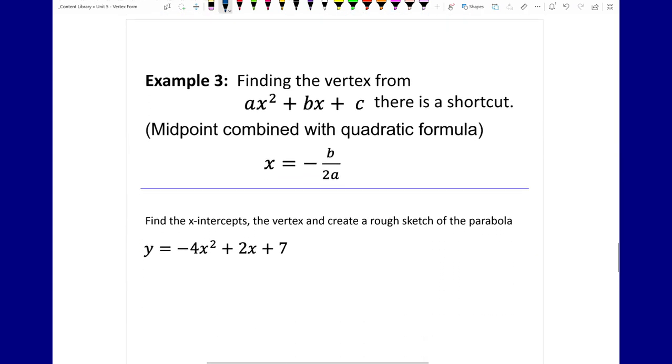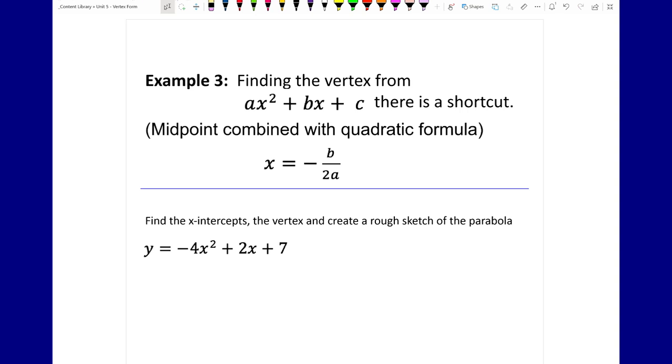Now, if we're trying to find the vertex from this standard form, we talked about in the last one, we would go through and we would complete the square, which we looked at in a previous lesson, and then that would convert it to the vertex form, where we would then find our vertex, or a maximum or minimum. Now, if we have the quadratic formula, we can find our vertex as well by kind of combining it with the midpoint formula, because if I know my two x-intercepts, I know the vertex is going to be in the middle of that.